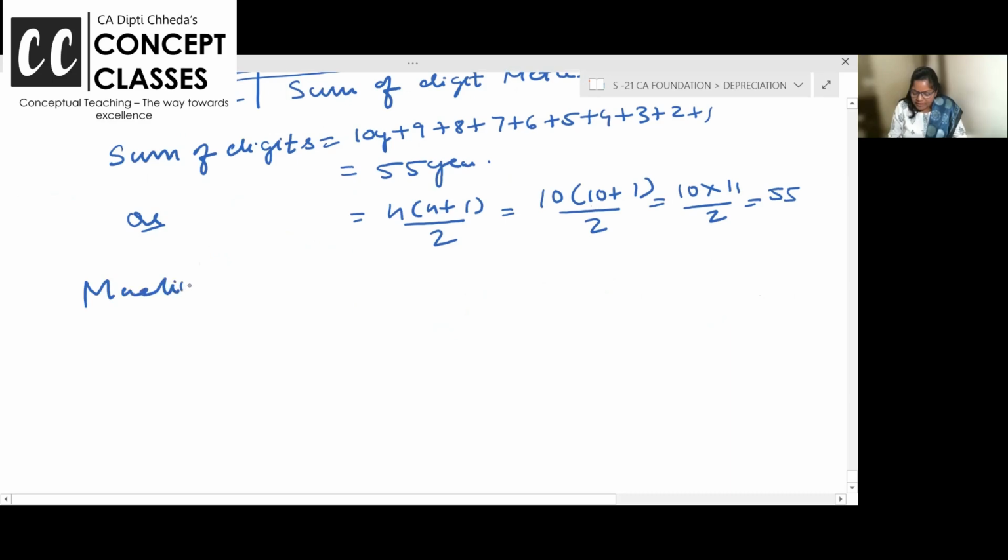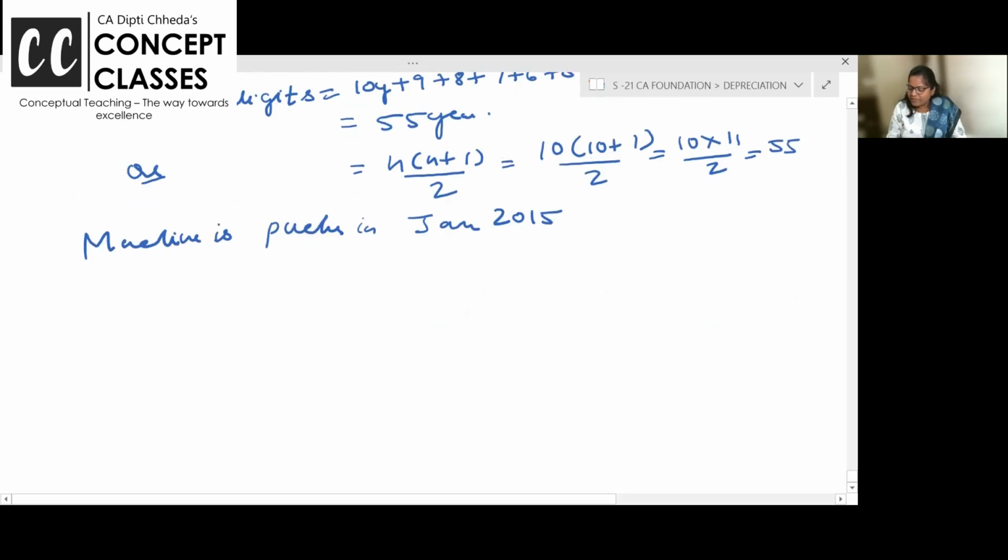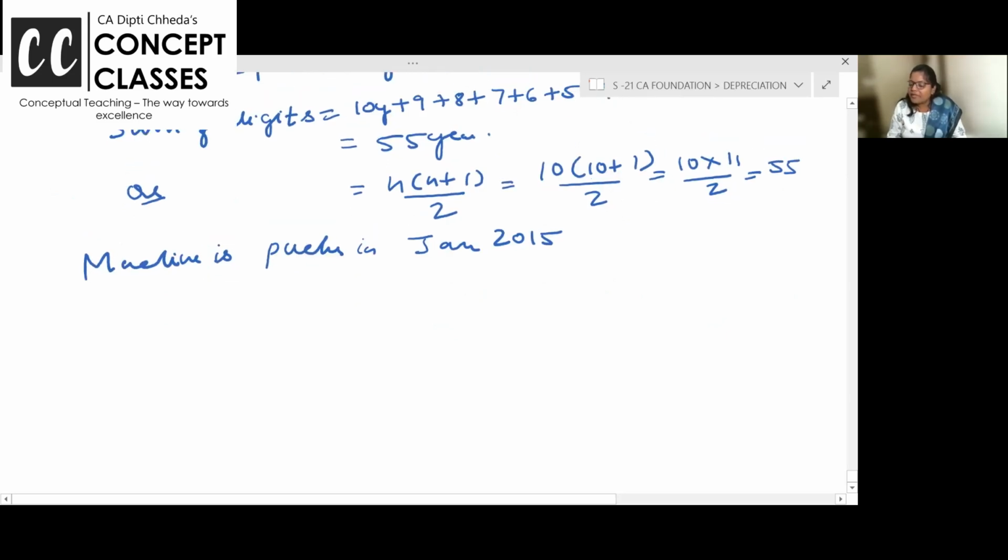Now, the machine is purchased in which year? 2015. January 2015. And 5 years are over. So already 5 years depreciation you have charged, 2015 to 2019: 15, 16, 17, 18, 19. Depreciation for 5 years will be how much?